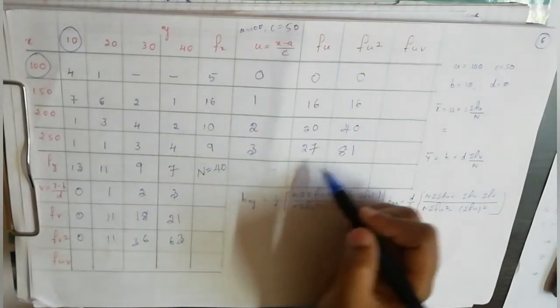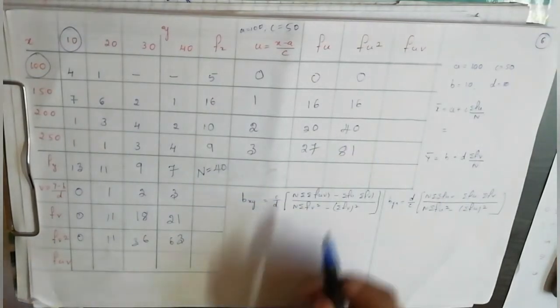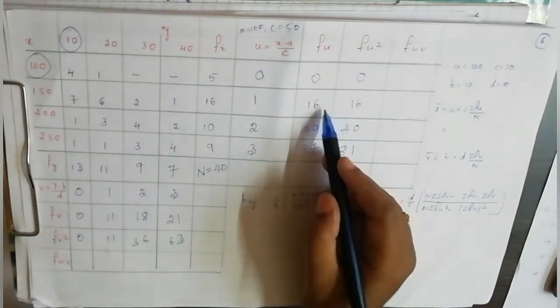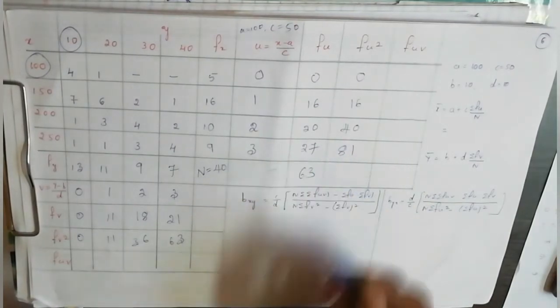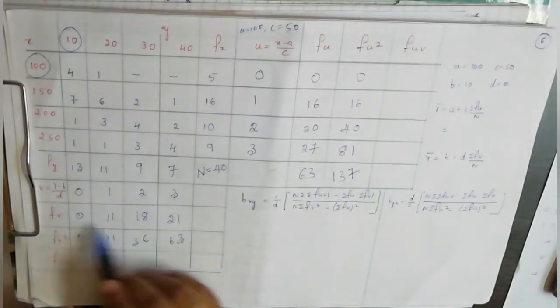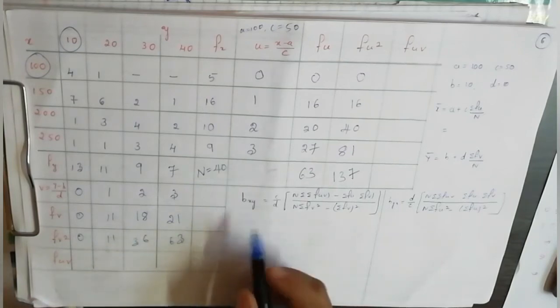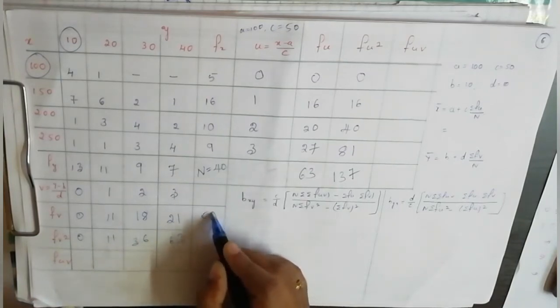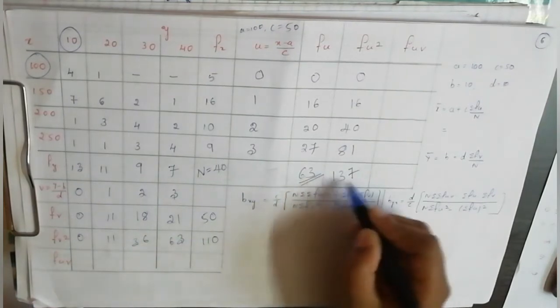Okay, so now we have to add fu, fu square, fv and fv square. So if we add fu, that is 16 plus 20 plus 27, we'll get 63. And if we add fu square, we'll get 137. Similarly, if we add fv, 11 plus 18 plus 21, we'll get 50, and fv square is 110. So this is our total.